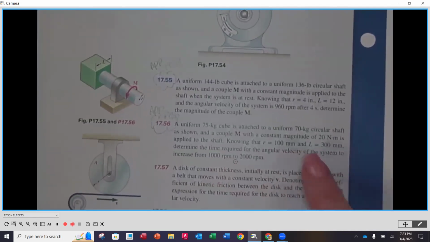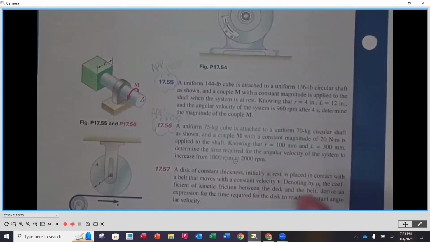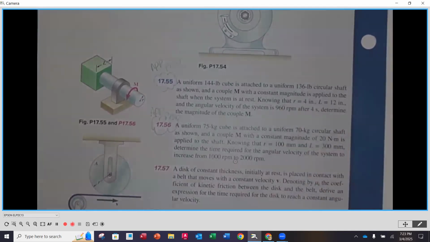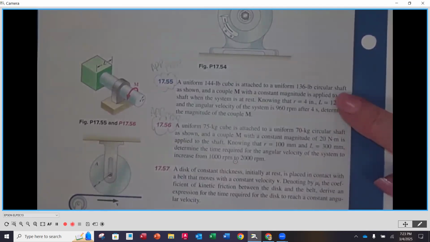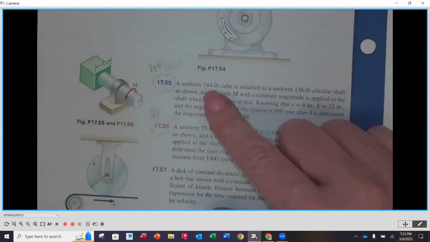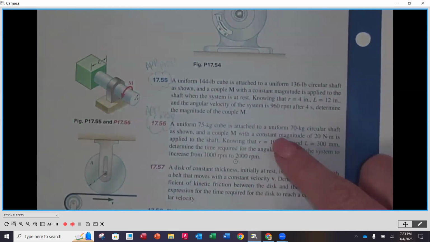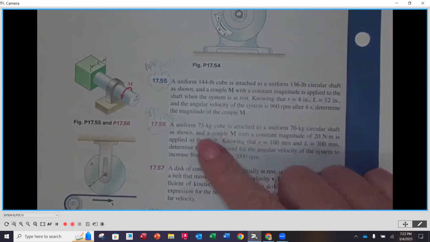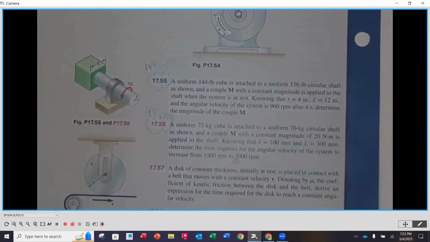Also, make sure any lengths are in the appropriate units as well. If they're called out in millimeters, convert those to meters. If they're called out in inches, convert those to feet. Probably worth noting here is that 17.55 is in standard or English units. So when you're given pounds, you have to convert to mass by dividing by 32.2, the acceleration of gravity. But in the metric problems, they're giving you kilograms, so you don't need to convert. You can use the values for kilograms that they give you.